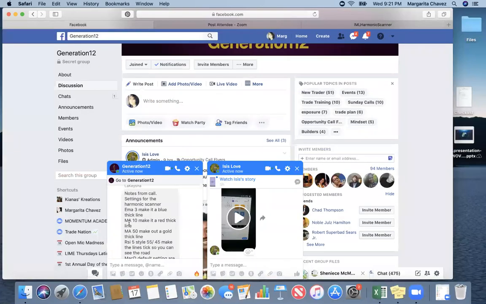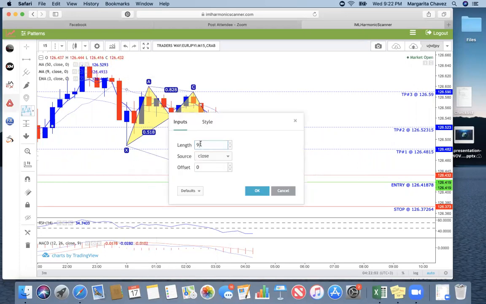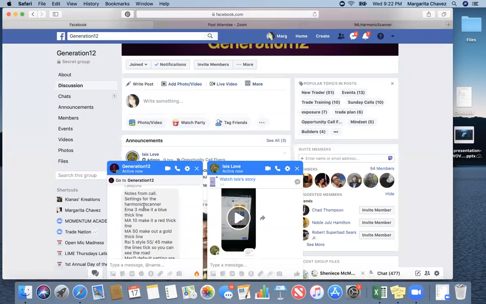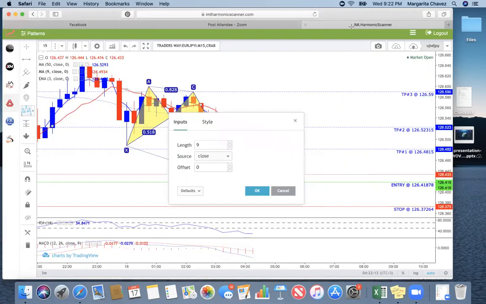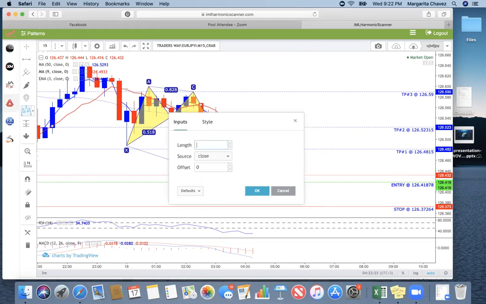And then the second one says MA 10, make it red and thick. So MA, let's see, we did the 3. Red right here, thick. And the red one is a number 10. And again, the MA is the moving average. And we change it from a 9 to a 10, and we click OK.